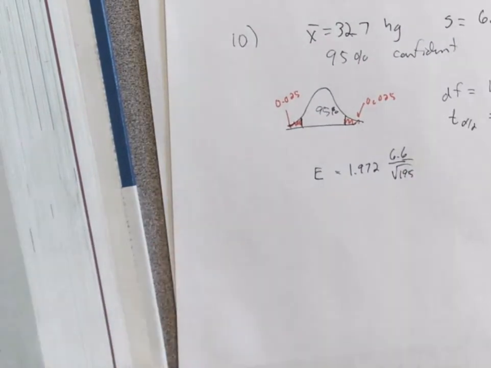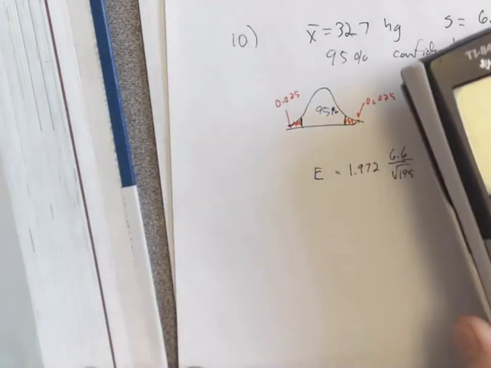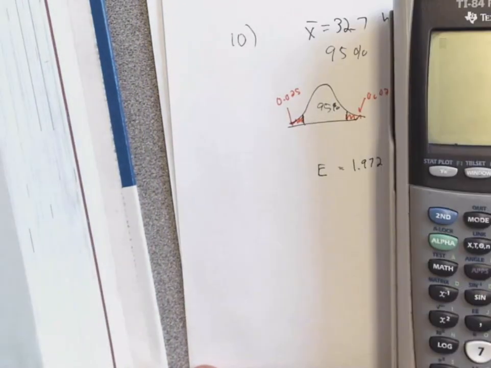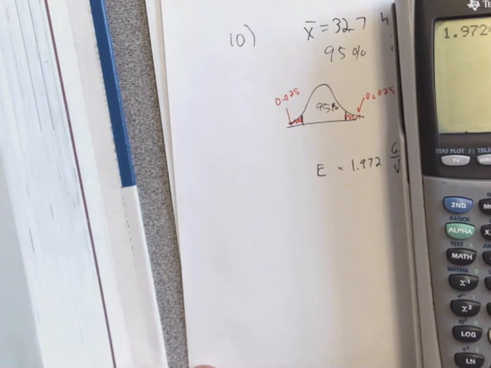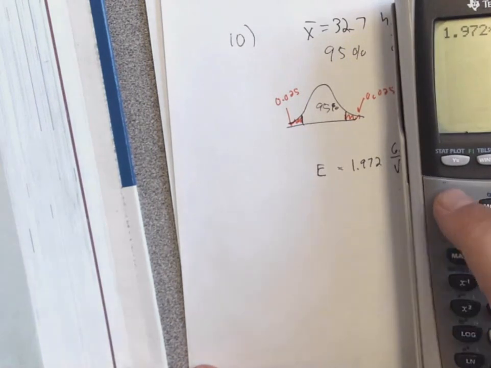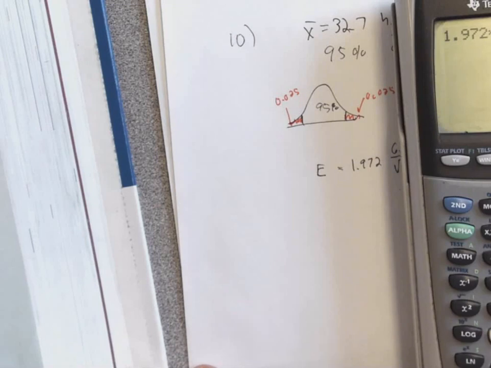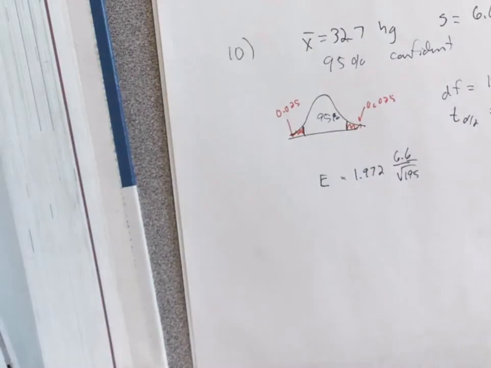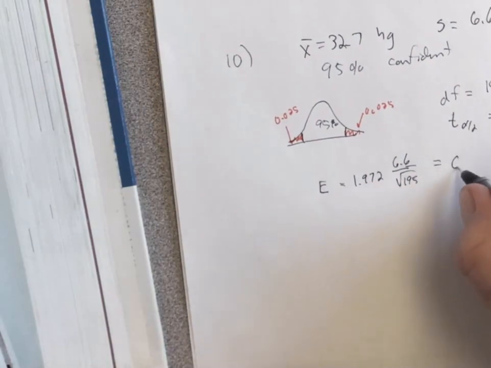And since there's no addition and subtraction, this is all multiplication. You can just plug it in just like we did with proportion. You don't have to worry about a lot of parentheses. So 1.972 times 6.6 divided by the square root of 195. It's really easy to plug in, just like it says. So what I get is a 0.